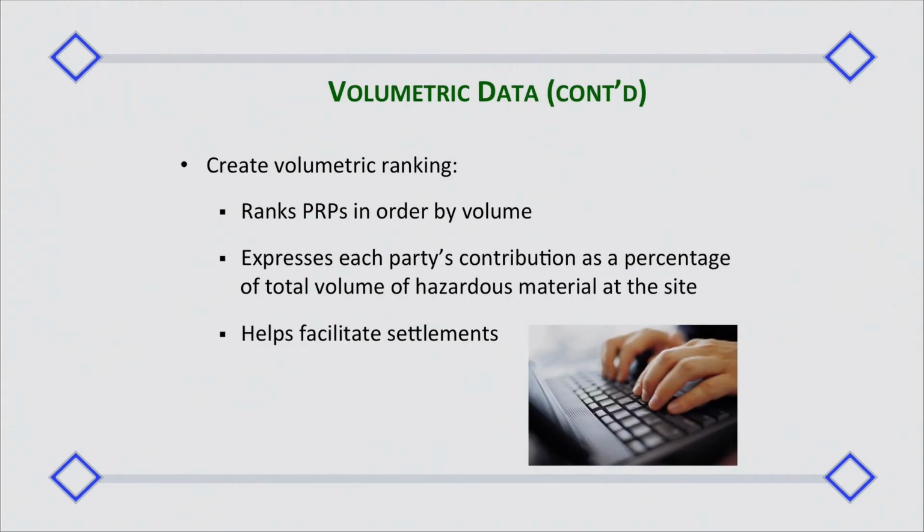This waste-in or volumetric ranking list provides a summary of each party's contribution to the site and ranks them in order of the level of waste volume. The list expresses each party's contribution as a percentage of the total volume of hazardous material documented to be at the site. As I stated before, this helps to group parties with other parties who have similar volumes to facilitate settlements.